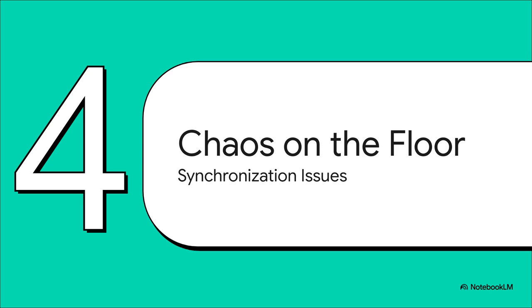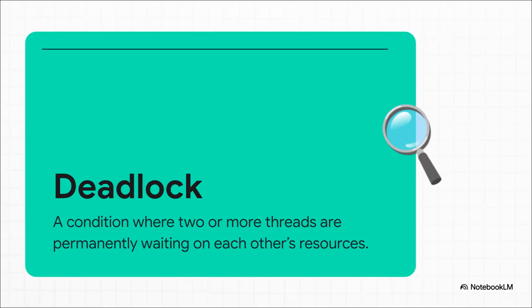And in programming, we have a name for this mess: synchronization issues. Okay, first up, you can get something called a deadlock. Just picture this. Worker A has the tape dispenser, and worker B has the only pair of scissors. Now, worker A needs the scissors but won't let go of the tape, and worker B needs the tape but won't give up the scissors. What happens? Nothing. They're just stuck, staring at each other in a permanent standoff, and the entire production line stops.